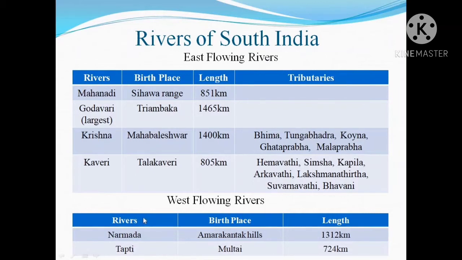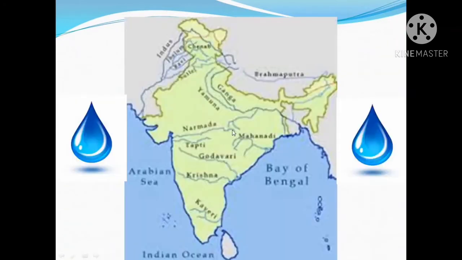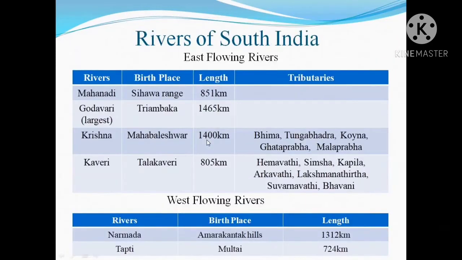Next, west flowing rivers. Narmada and Tapti, the main two rivers here. Narmada takes its birth in Amarkantak hill. Its length is 1,312 kilometers. And Tapti at Multai range. After taking its birth at Amarkantak, Narmada flows into a narrow gorge called Marble Gorge, between the Vindhya and Satpura mountains. And Tapati takes its birth at Multai, and its length is 724 kilometers.